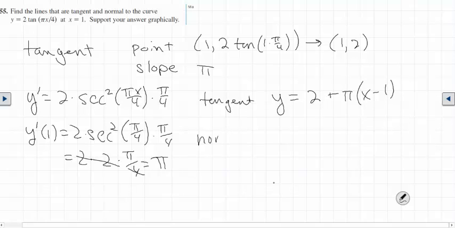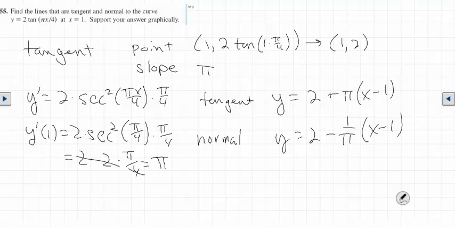And they also wanted to know what the normal line is, and that is y equals 2 minus 1 over pi times (x minus 1), because the normal line's slope is the negative reciprocal of the tangent line's. Yes? So what happened to the pi over 4 on the end? This pi over 4 here? Yes. Well, I brought it down. And it's still right here, but I have these two 2's, and the 2 times 2 cancel with the 4, leaving me just the pi. Because it was squared, and it was pi.